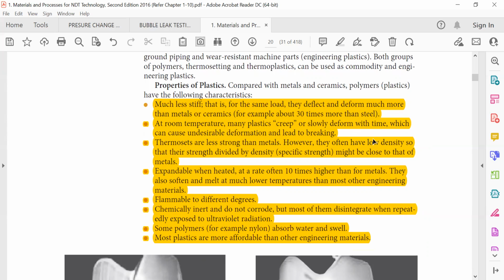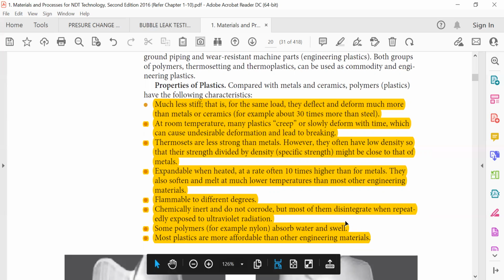However, they often have low density, so their strength divided by density might be close to that of metal. They expand when heated, at a rate 10 times higher than metal. They also soften and melt at a much lower temperature than most engineering materials. They are flammable to different degrees, chemically inert, and do not corrode, but most of them disintegrate when repeatedly exposed to UV radiation. Some polymers, for example nylon, absorb water and swell. Most plastics are more affordable than other engineering materials.